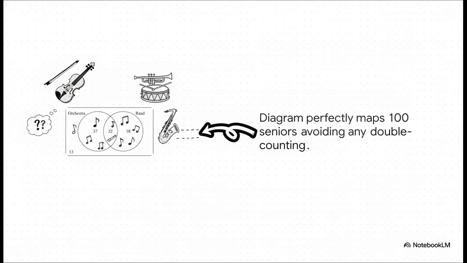By isolating them first, the 37 on the left are the ones only in orchestra, and the 18 on the right are only in band. When you add up those unique groups, plus the 13 kids sitting outside the circles who aren't in either music program, you get exactly 100. If we hadn't used that center intersection, we would have literally counted those 32 students twice.